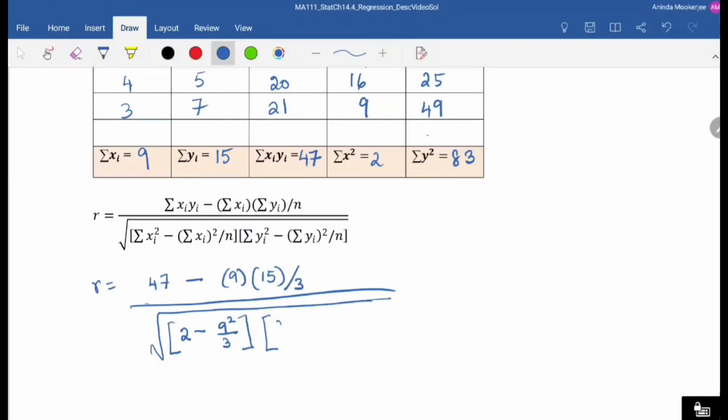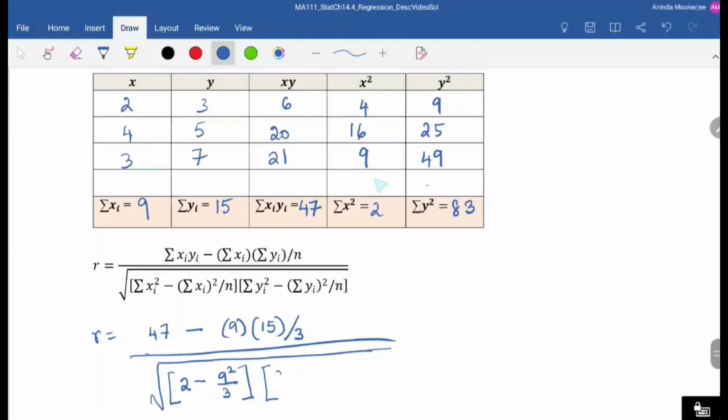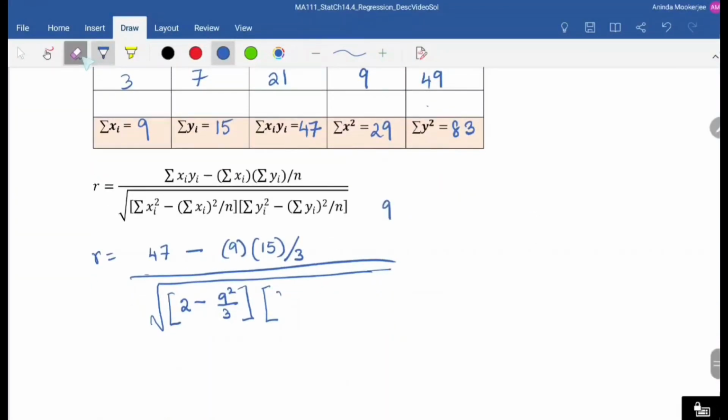Oh, I'm sorry. What am I doing here? Just a second. Excuse me. I think this got erased. This is not 2. 16 plus 4, 20, 29. Okay, I'm sorry. Let's change this to 29.